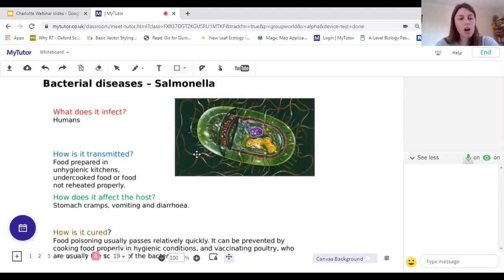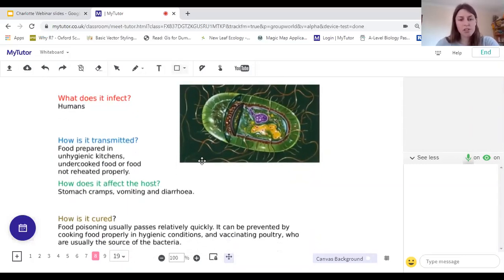How does it affect the host? Stomach cramps, vomiting, and diarrhea. If you've ever had food poisoning, it's very unpleasant, but it does tend to pass quite quickly. How is it cured? It normally passes quickly, or it can be prevented by cooking the food properly in hygienic conditions. That's why it's really important to always wipe down work surfaces in the kitchen, and to make sure that everything you use is washed properly.